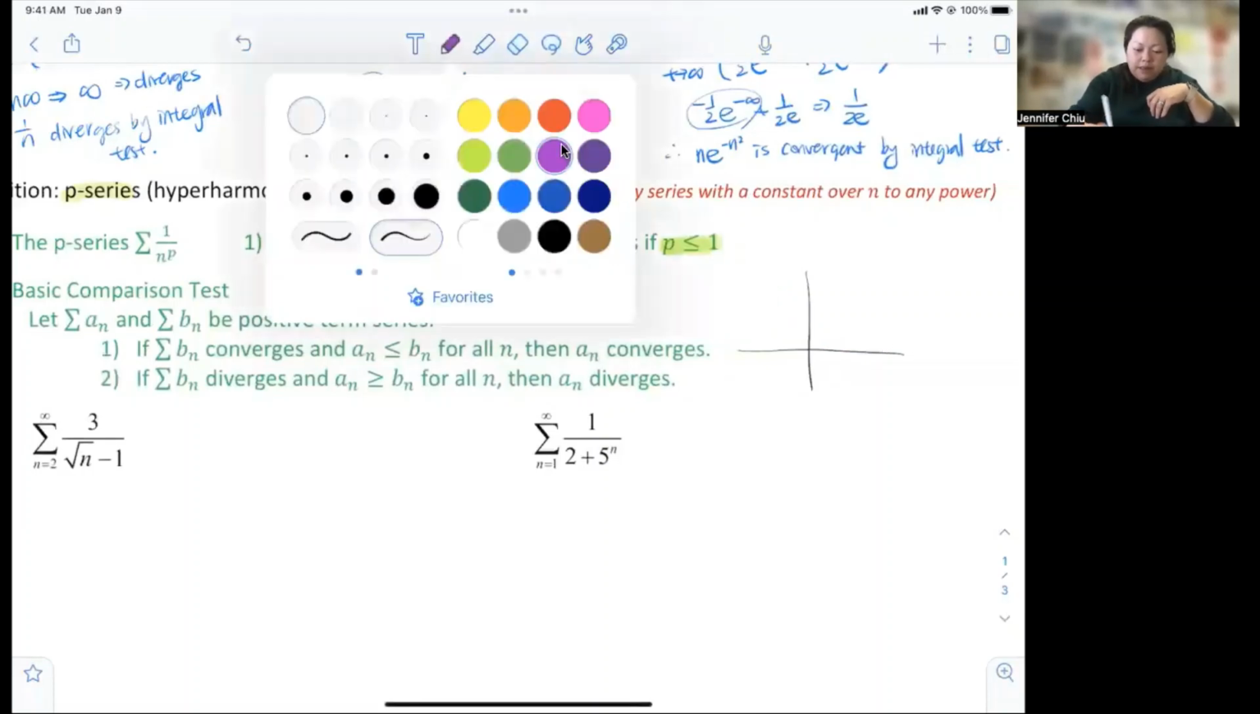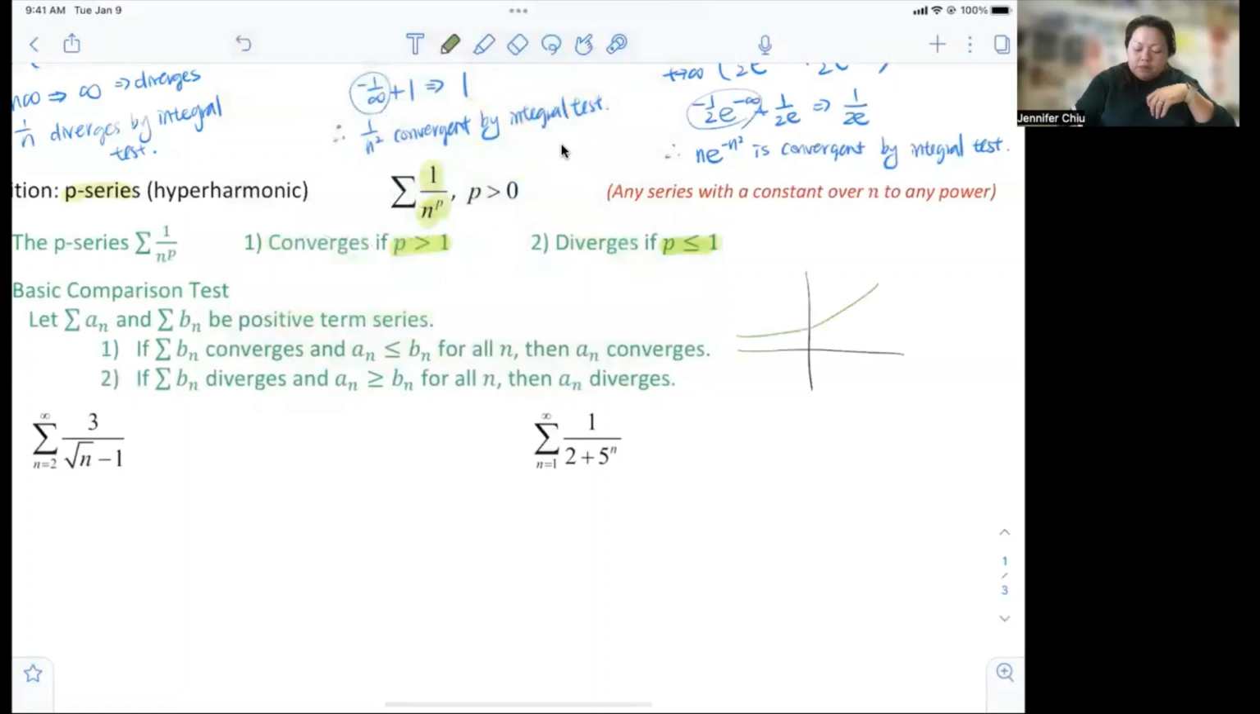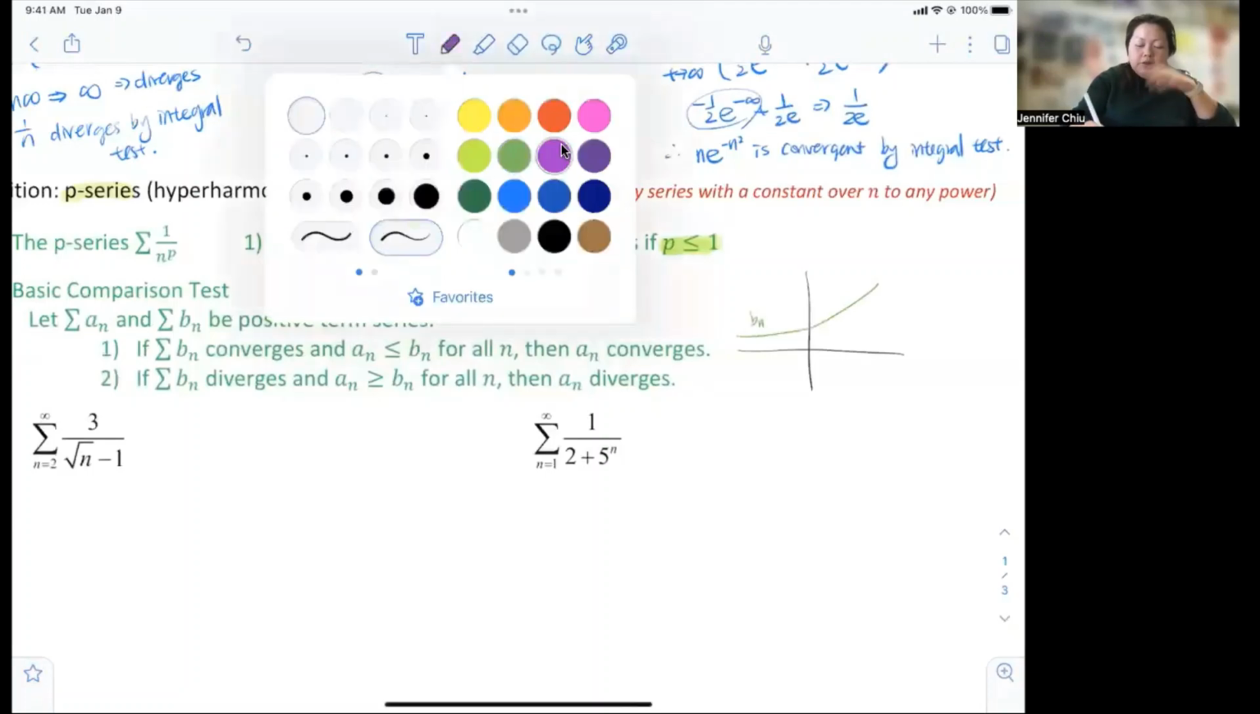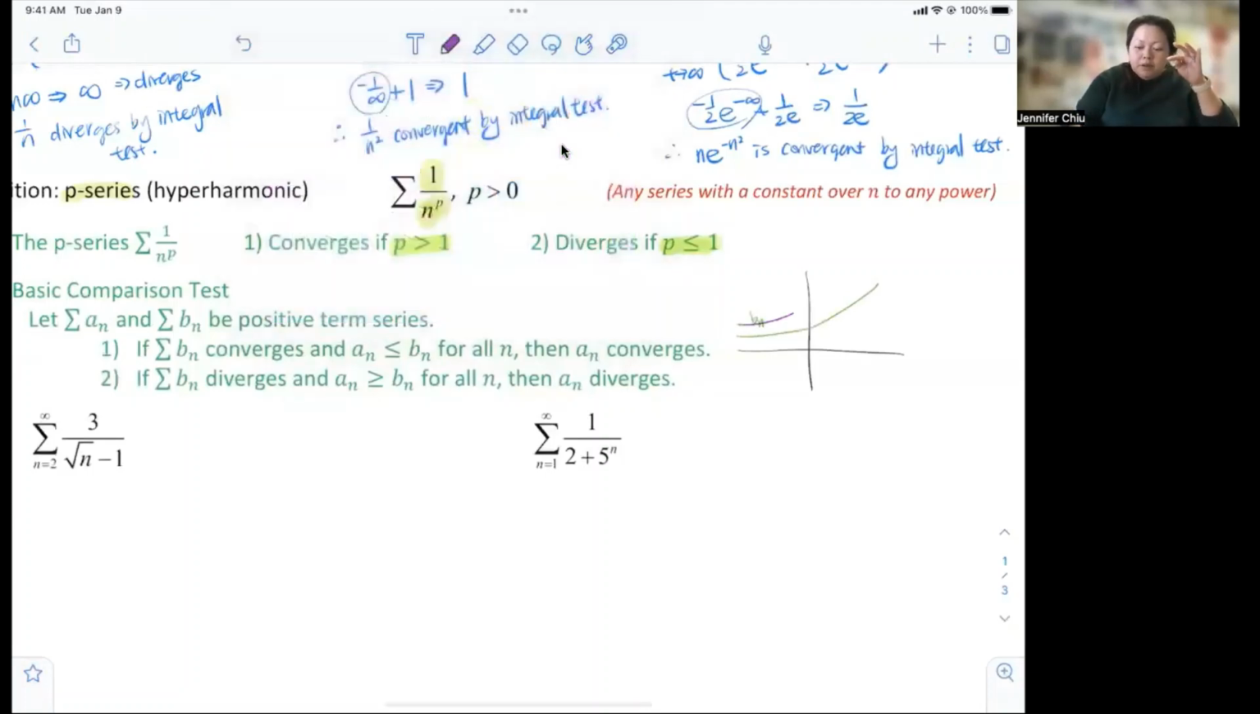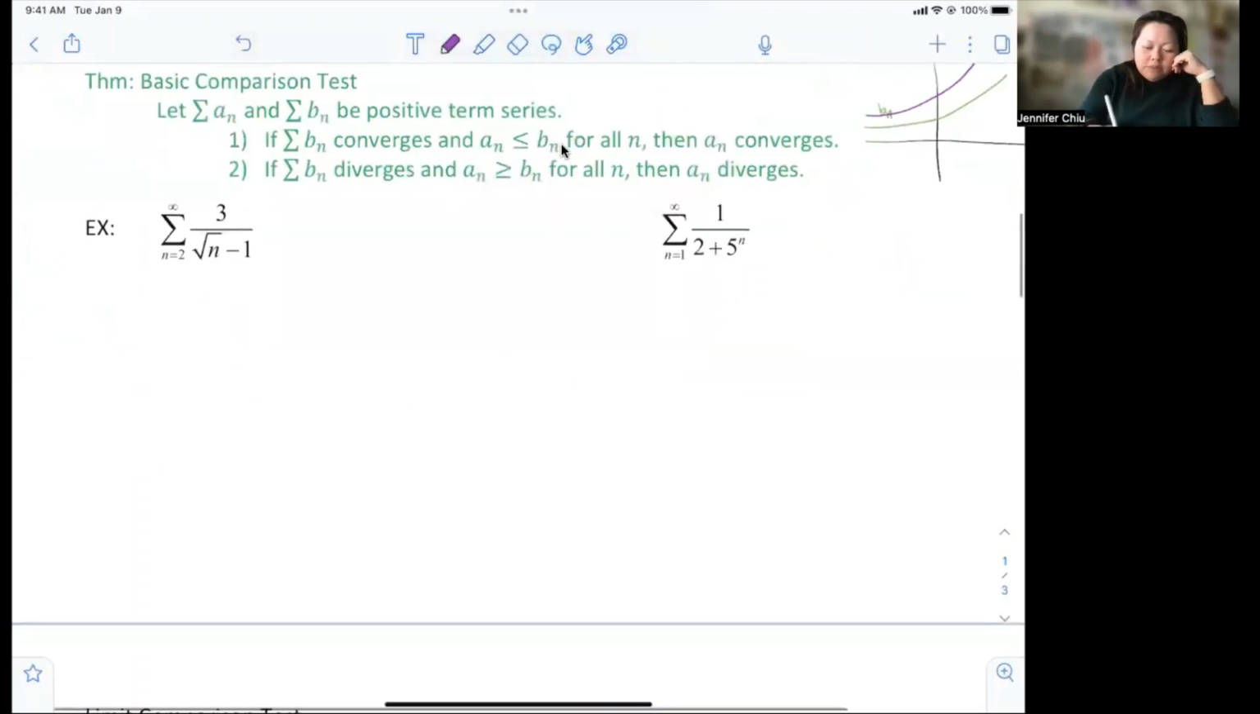If I know that my series b sub n is divergent, then the other series I'm comparing to has to be bigger than that to also be divergent. Because if it's smaller than that, it may not be divergent. It may be something else. We don't know. It just may have a different effect. Okay. All right. So now what we want to do is go ahead and use some comparison.